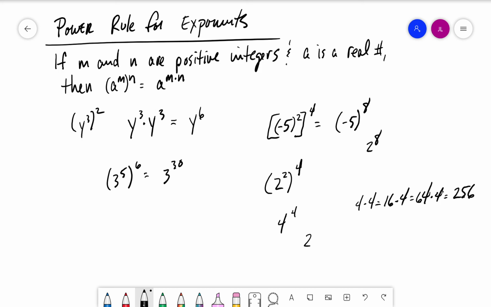Let's see, 2 times 2 is 4, times 2 is 8, times 2 is 16, times 2 is 32, times 2 is 64, times 2 is 128, times 2 is 256, so we should have 8 2's there. So we can see how this exemplifies how this works.